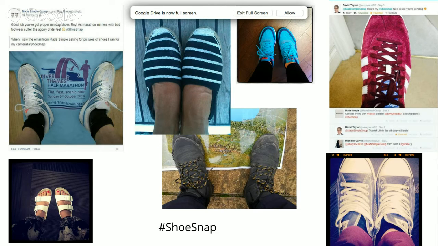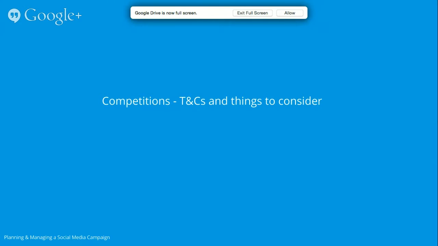People did get engaged, and this was largely because we kept the user-generated content concept really quite simple. Send us a photograph of your shoes. You can email it to us, you can tweet it, you can put it on our Facebook page. We made it easy for people to send us their shoes. And we put a very clear hashtag on the campaign. The other thing, of course, we did was we made the T's and C's really clear.